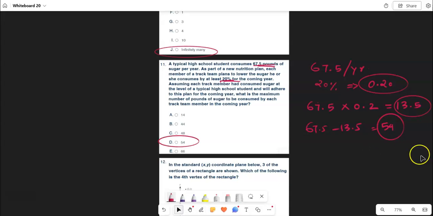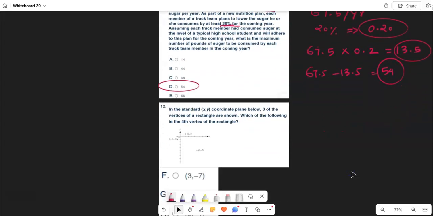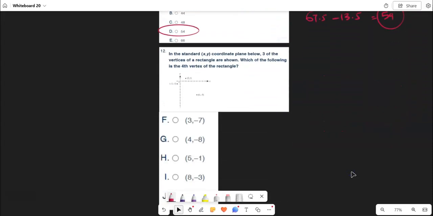So we are moving on to the last question of this series. In the standard XY coordinate plane below, 3 of the vertices of the rectangle are given. One is here, another one is here, another one is here. Which of the following is the fourth vertex? For this problem, if you have continuous practice, you can easily find the solution by plotting points.